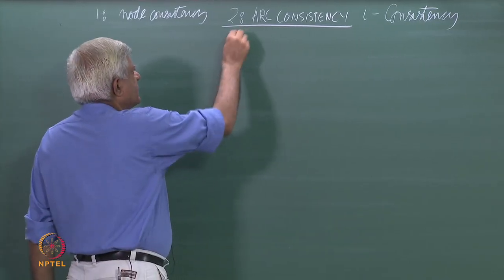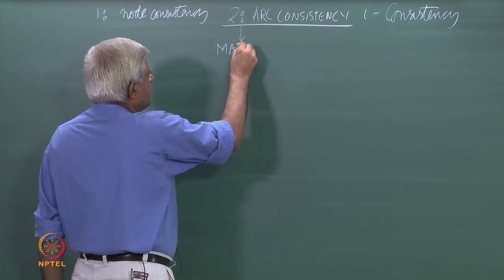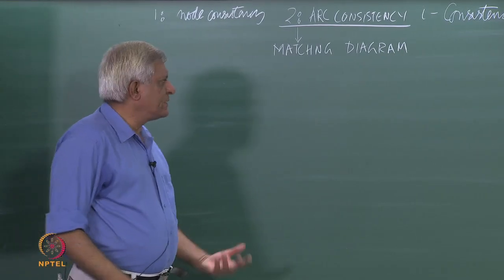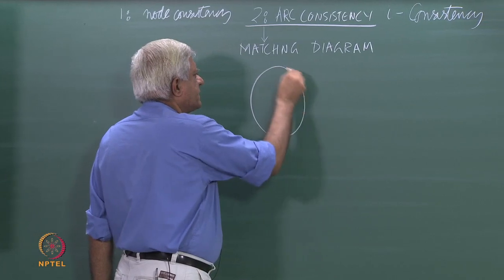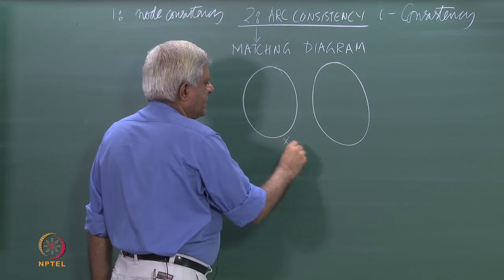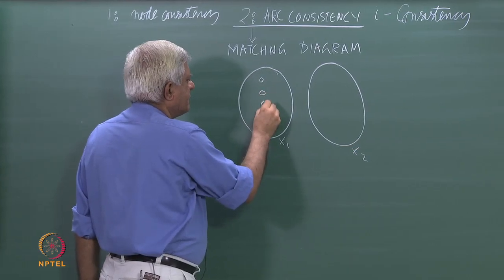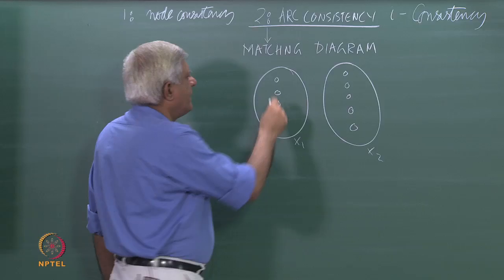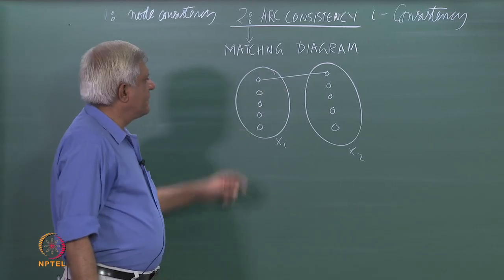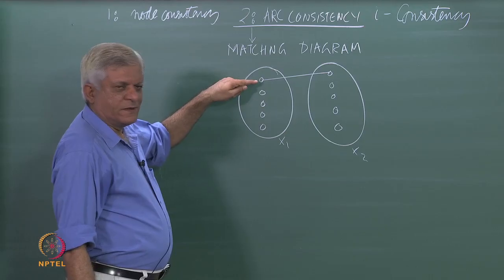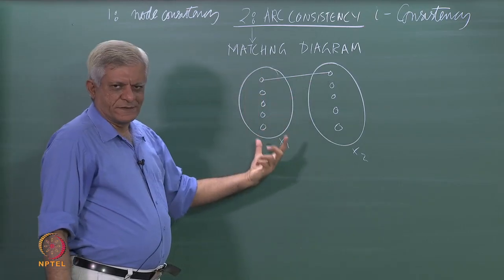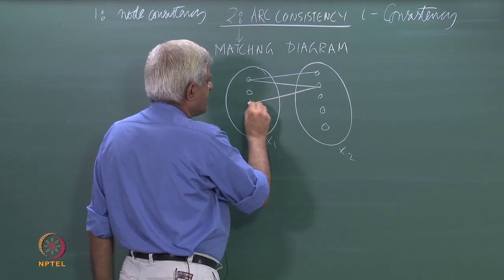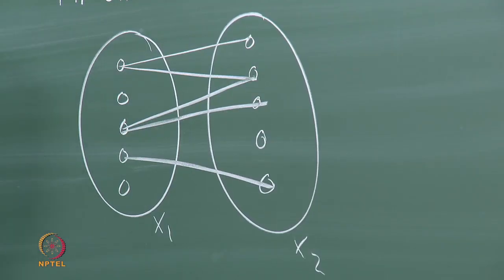To talk about arc consistency, it is often useful to draw what we call a matching diagram. The matching diagram creates a domain for each variable. So, this is x1 and this is x2, and then you have values inside these domains. These are the values that this variable can take, and an edge represents the fact that this value, let us call it A1, and this value, let us call it B1, belongs to the relation. So, it is a depiction of the relation, whatever the relation is. Such a diagram is called a matching diagram.